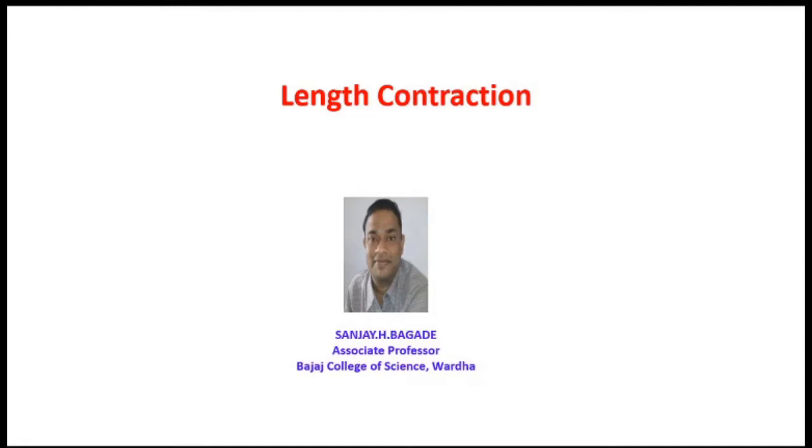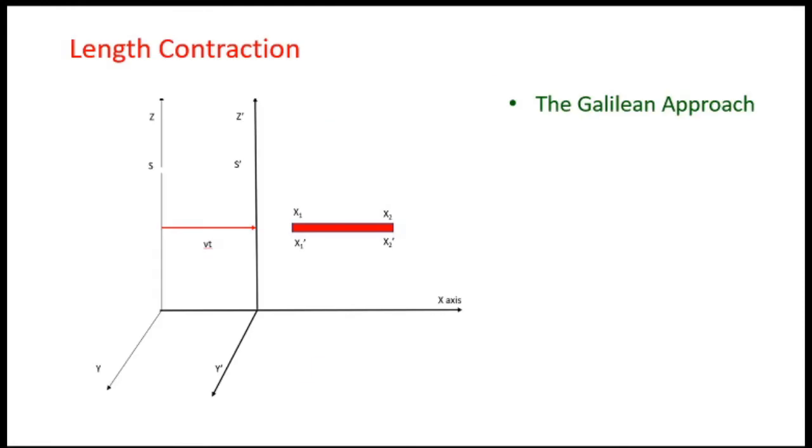Today we are going to see the topic of length contraction in relativity. Now we have seen previously two types of transformations. One was the Galilean transformation and another was the Lorentz transformation. So first we will take the Galilean approach.